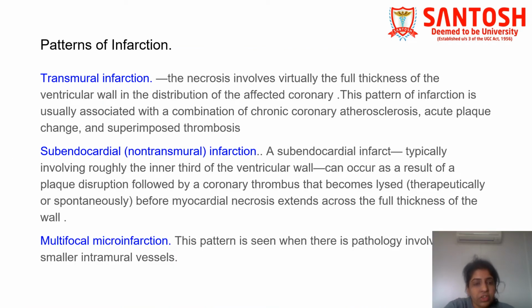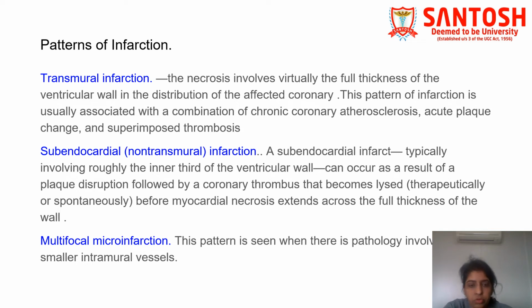The patterns of infarction can be transmural infarction, subendocardial or non-transmural infarction, or multifocal microinfarction. Transmural infarction: the necrosis involves virtually the full thickness of the ventricular wall in the distribution of the affected coronary artery. This pattern of infarction is usually associated with a combination of chronic coronary atherosclerosis, acute plaque change, and superimposed thrombosis.